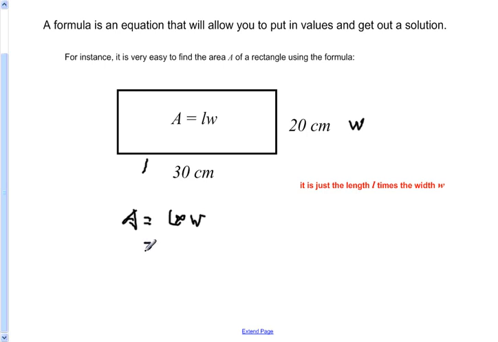And what's our length? Well, our length is 30 and the width is 20, and it's actually 30 centimeters, and that becomes important when we have units, times 20 centimeters. So when we multiply the numbers together, we get 600 centimeters. And because it's area, we have 2 centimeters that we're multiplying together. It's centimeters squared. So the area of this rectangle is 600 centimeters squared.